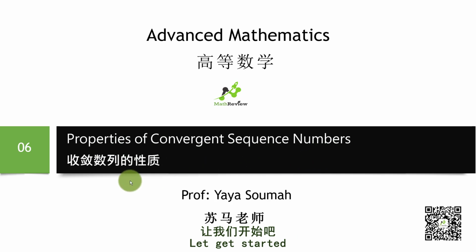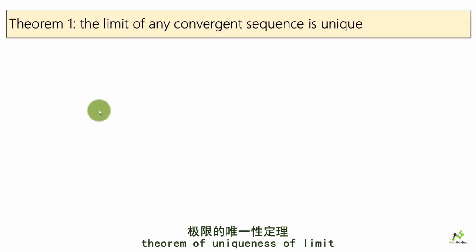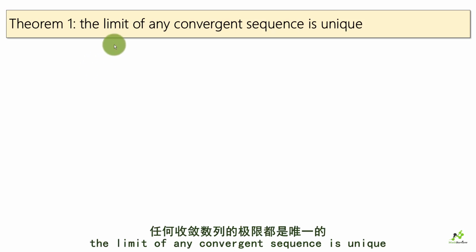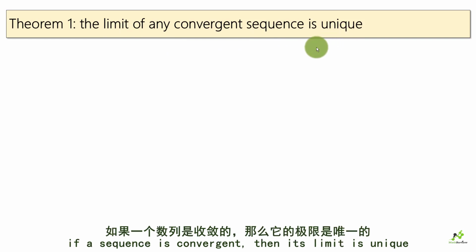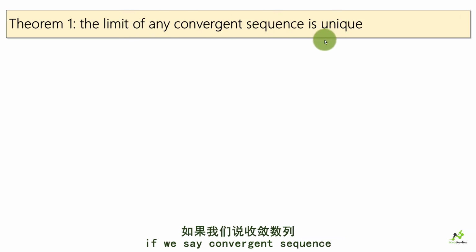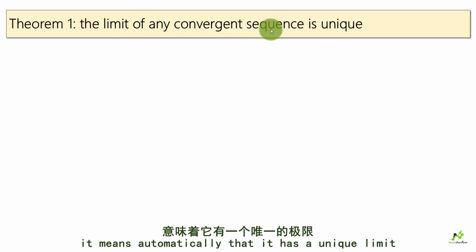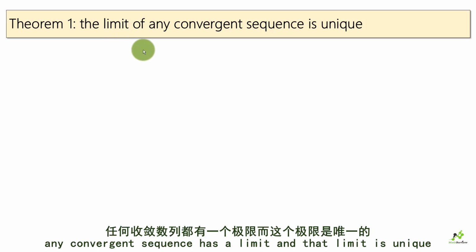Let's get started. Theorem of uniqueness of limit. The limit of any convergent sequence is unique. If a sequence is convergent, then its limit is unique. If we say convergent sequence, it means automatically that it has a unique limit. Any convergent sequence has a limit, and that limit is unique.